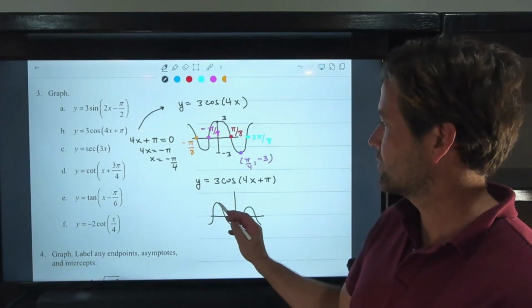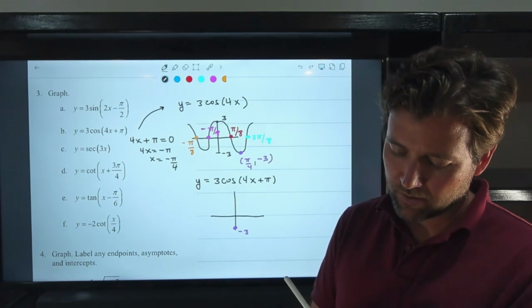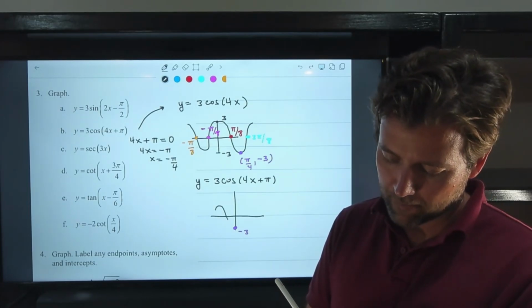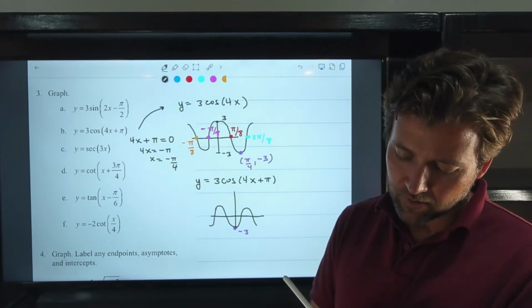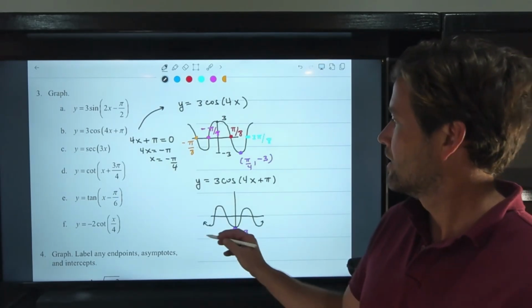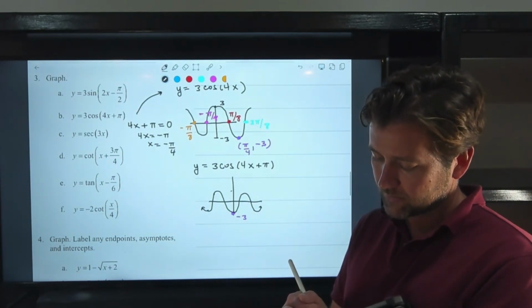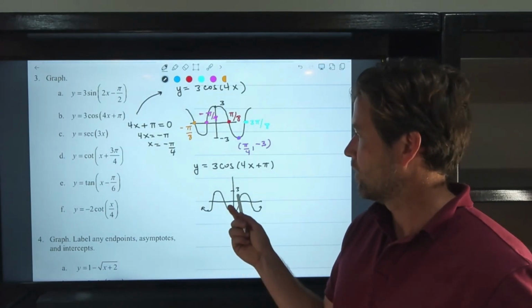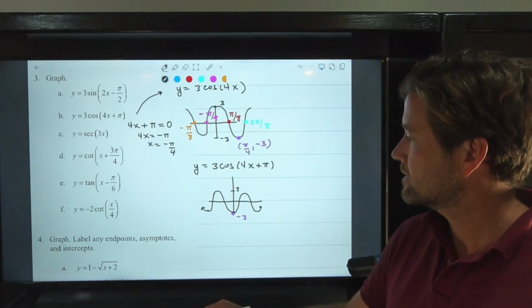Okay, I want these relative maxes to be at the same height. It doesn't look like it's the same height, so let me try to fix that. There we go, it's better. All right, I'll put arrows here at the end. It goes on forever. I have 2 periods drawn here. I want you to label the relative max and the relative min on the y-axis.